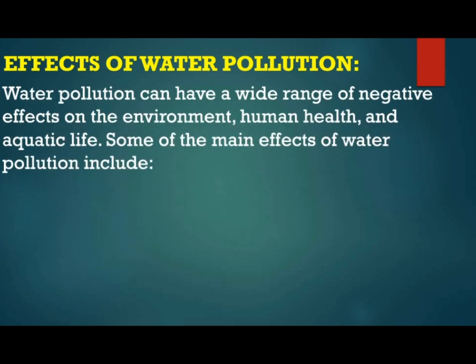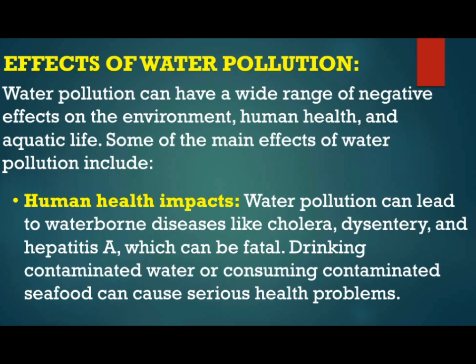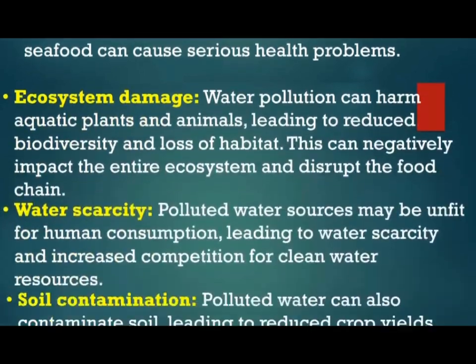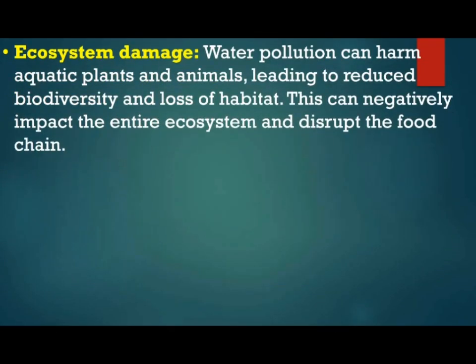What are the main effects that are caused by water pollution? The main effects of water pollution include the following. First one is the human health impact. Water pollution can lead to waterborne diseases like cholera, dysentery and hepatitis A, which can be fatal. Drinking contaminated water and consuming contaminated seafood can cause serious health problems. Very fatal diseases like cholera and hepatitis are mainly caused by the water.